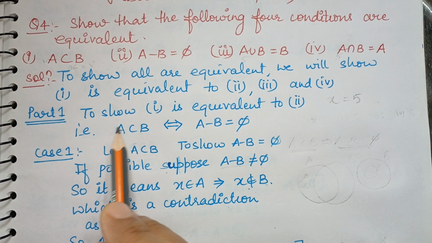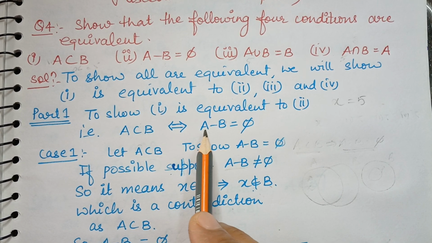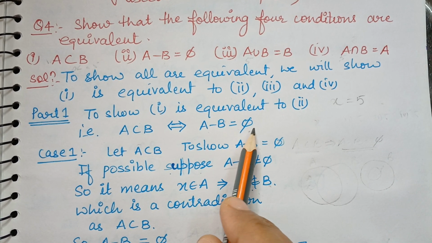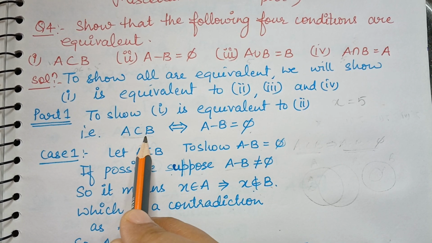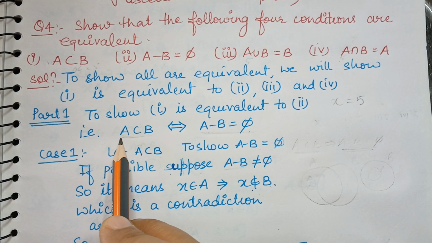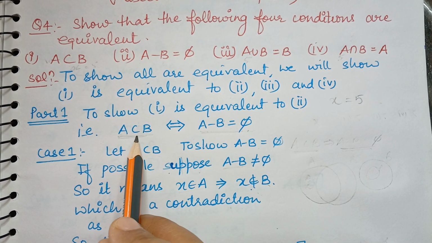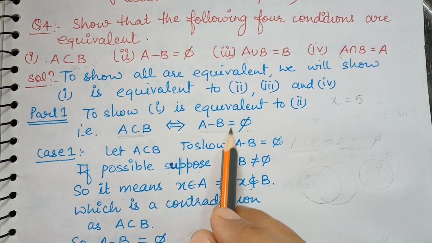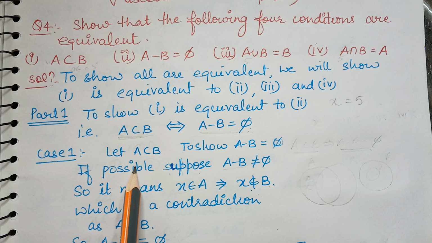That is, I have to show that A contained in B if and only if, or I can say equivalent to, A minus B is equal to 5. What do we mean by equivalent? If I start from here, I should get this, and if I start from here, I should get this. This is the meaning of equivalent. So I will start from this statement and I should prove that A minus B is equal to 5.